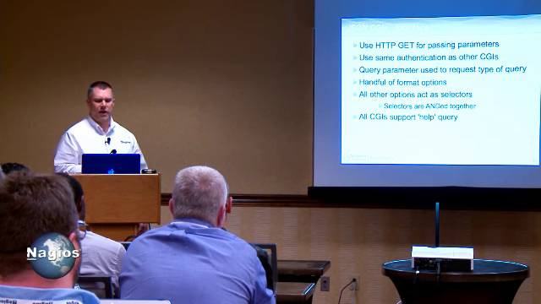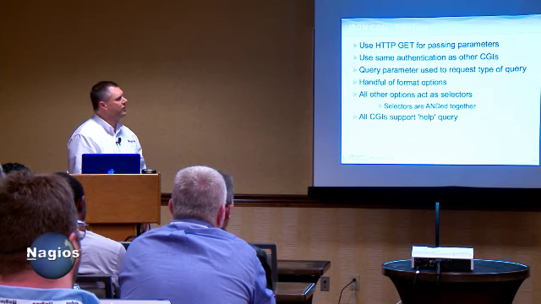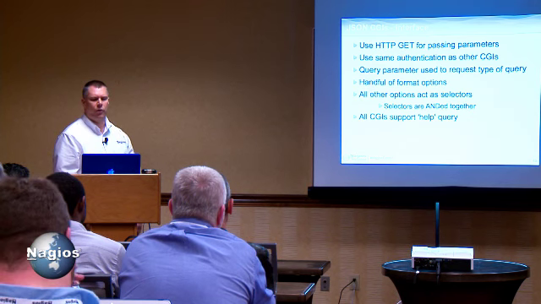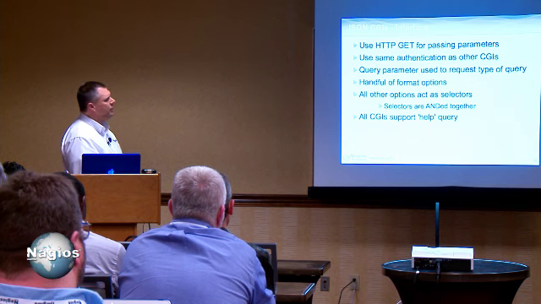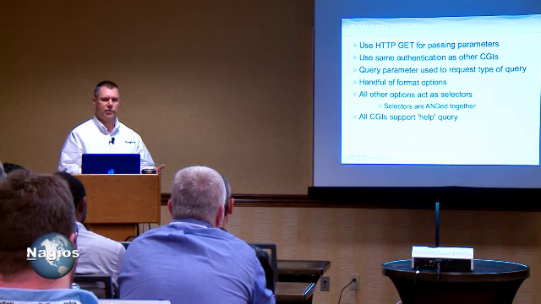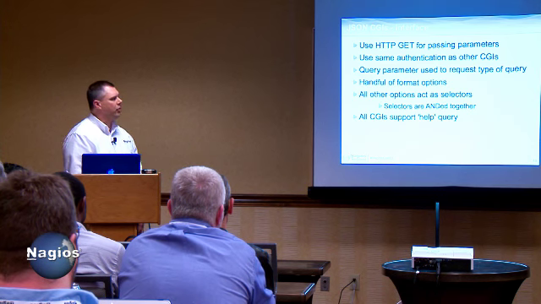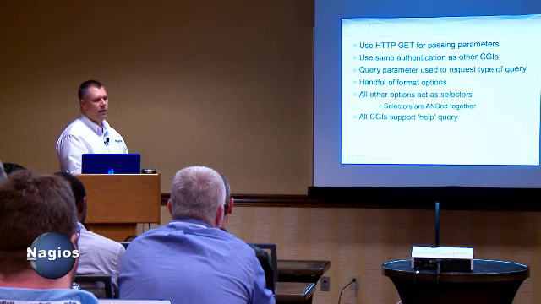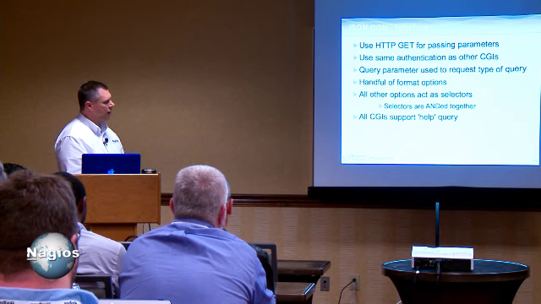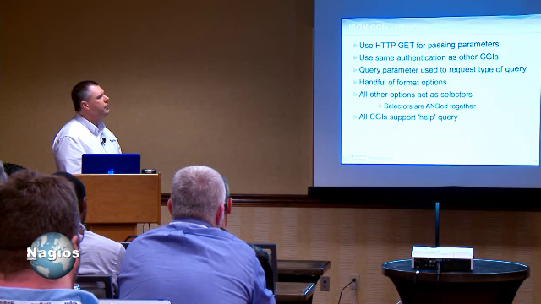The JSON CGIs have several things in common. The first is that they all use HTTP GET requests for passing parameters to them. They currently use the same authentication as other CGIs, which is usually the web server doing the authentication, and then once that authentication is done, all you have to do is pass the username through.